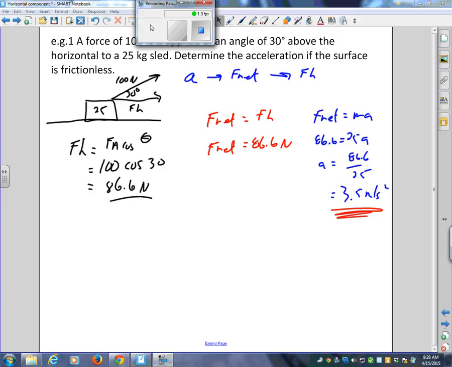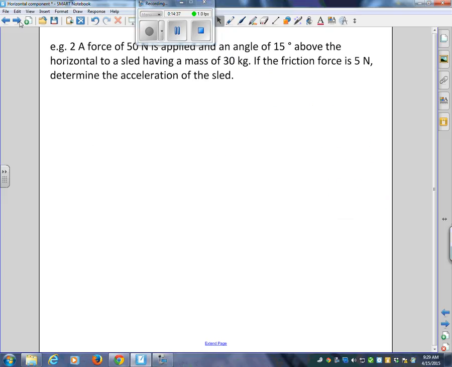What are we going to do if friction's involved? What step's going to change? Which step is going to change because of friction? Black, red, or blue? The red one. The red one will change because will the net force be equal to the horizontal component? No. There will be friction.